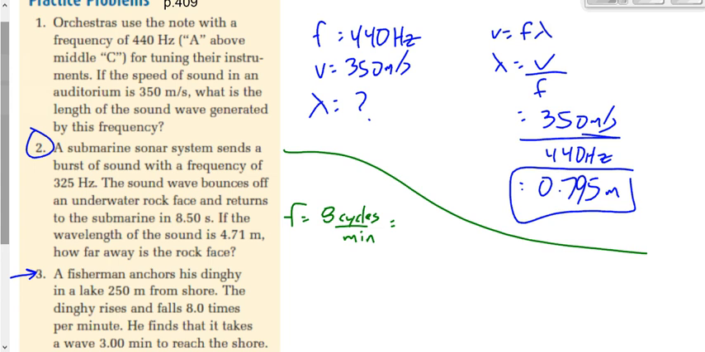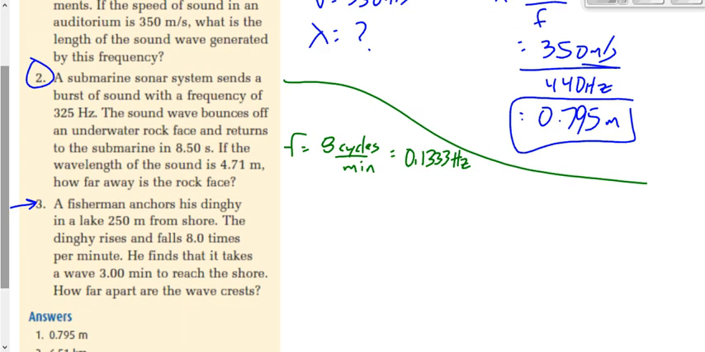8 times per minute. How many times per second? How would you figure that out? Yeah, 8 over 60. And 8 over 60 is 0.1? 0.133, thank you. All right, what else we got? It takes a wave 3 minutes to reach the shore. So that's going to be a time, right? 3 minutes. We're going to convert that to seconds, 180 seconds.